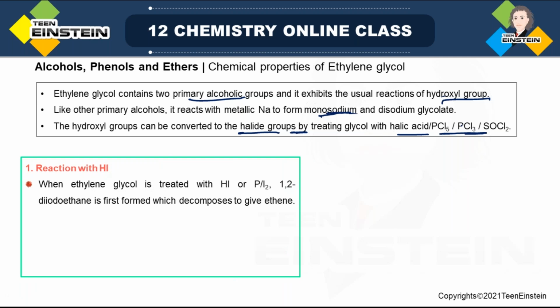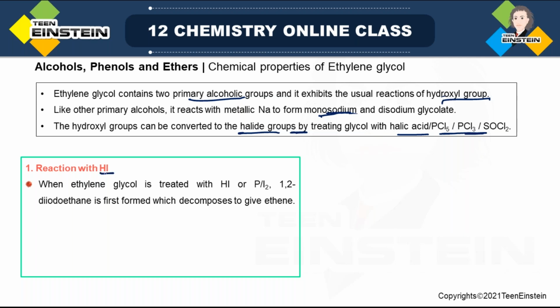But there are some other types of reactions also apart from this. Mainly we will discuss those, because for these reactions, PCl5, PCl3, SOCl2, we have already seen all this. That is also possible here. But what are the other possibilities that are not possible with normal alcohols where only one OH group is there? Mainly we will focus on that.